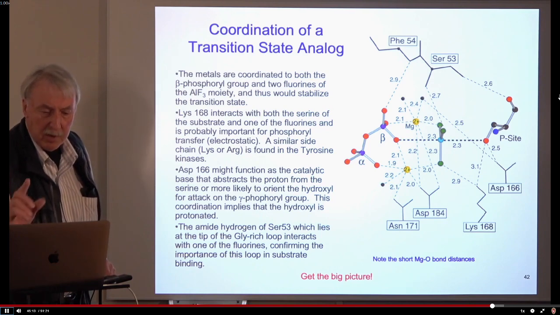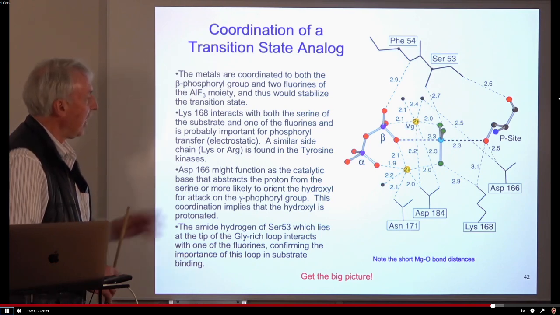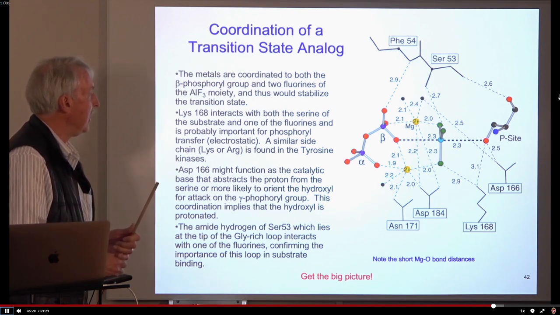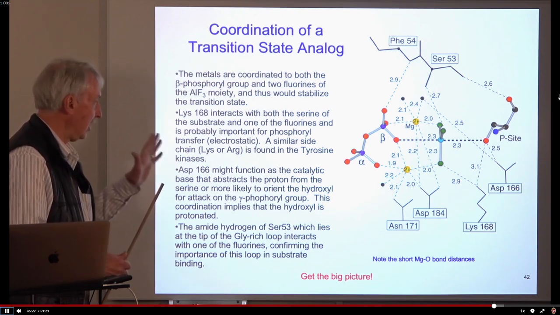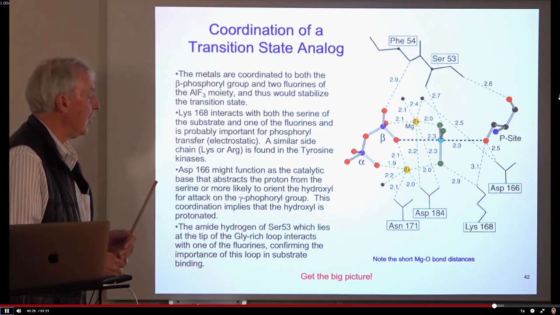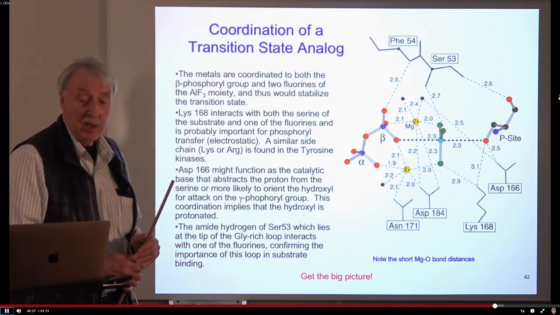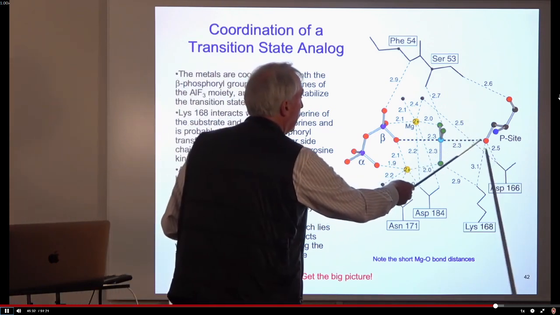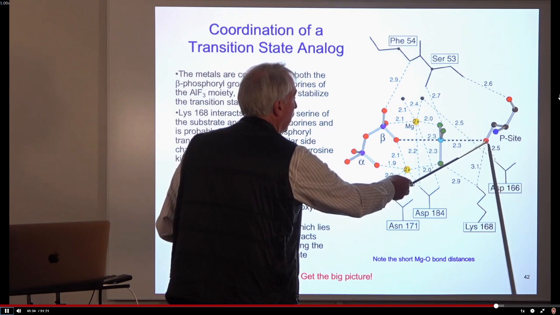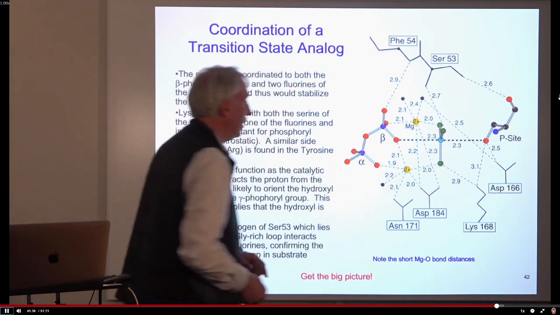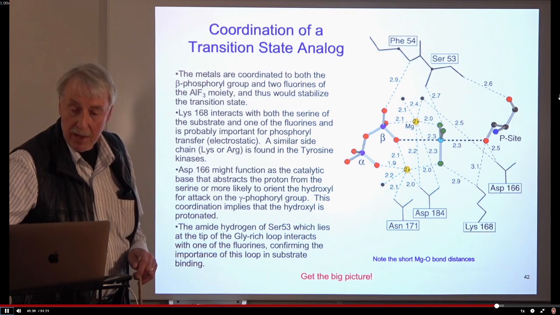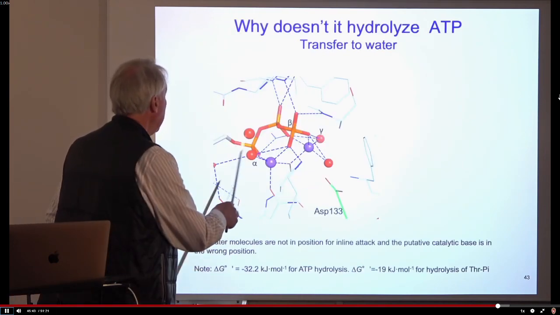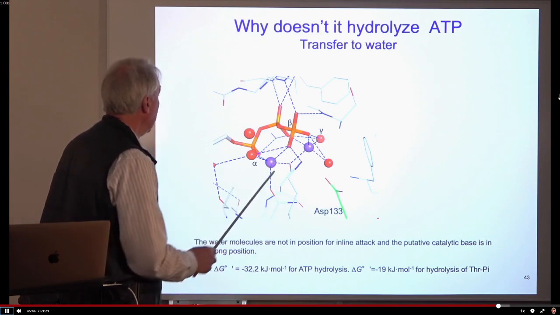Right, so this brings us to the question: this is the way it looks with ATP in the active site at the transition state for phosphoryl transfer. Why doesn't it hydrolyze ATP in the absence of this oxygen on the substrate to which the phosphoryl moiety would be transferred? The answer to that can be seen by looking at the structure of ATP in the active site for this enzyme.